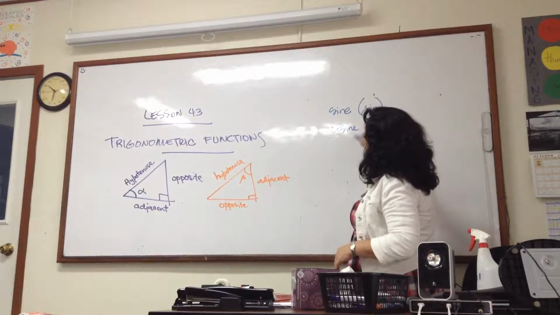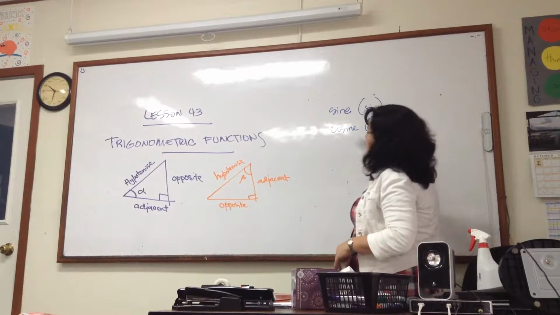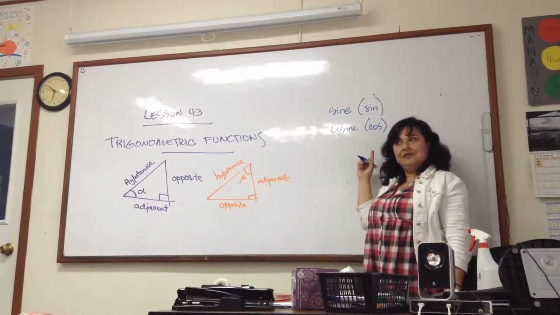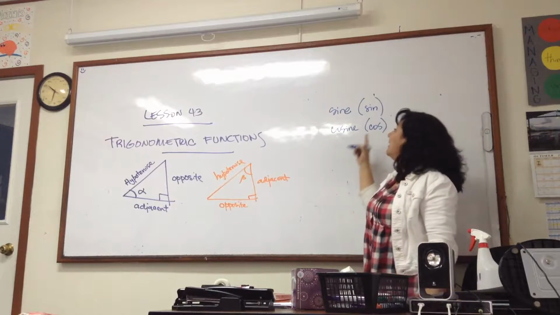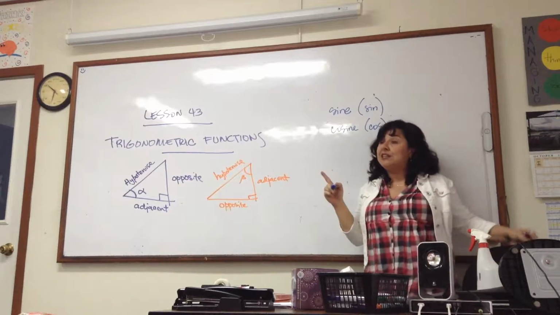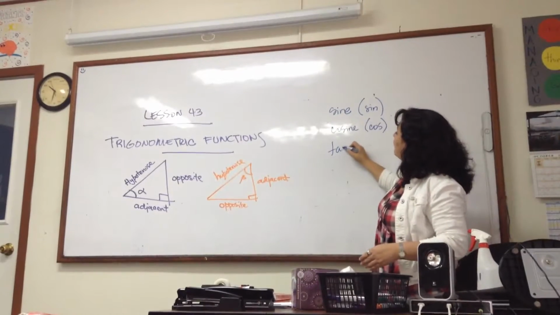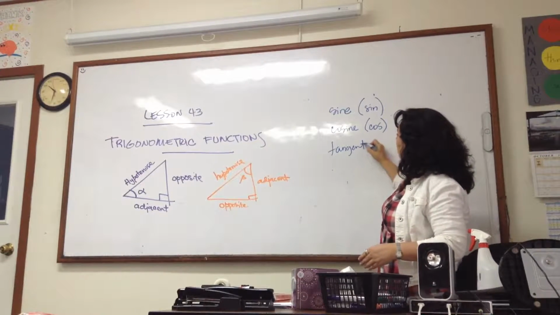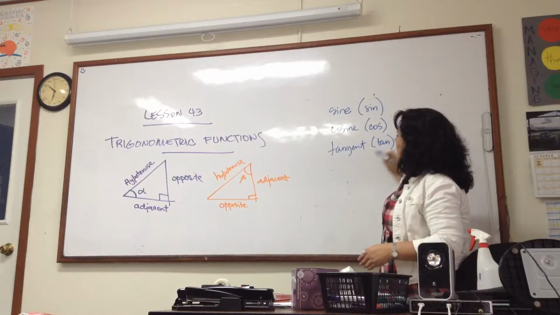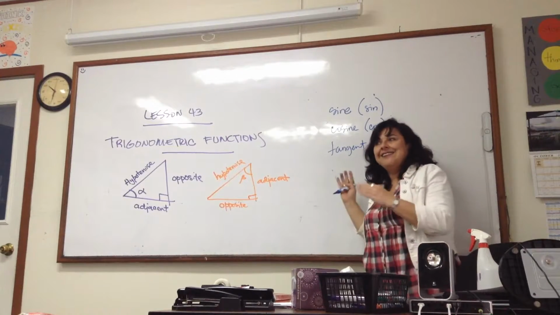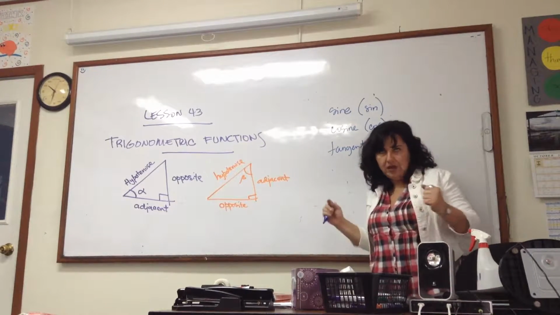Cosine. This is not a cos. This is cosine, okay? Even if you see it as an abbreviation, you say it whole, cosine. And then you have tangent. It is not a tan. It is a tangent. Okay?